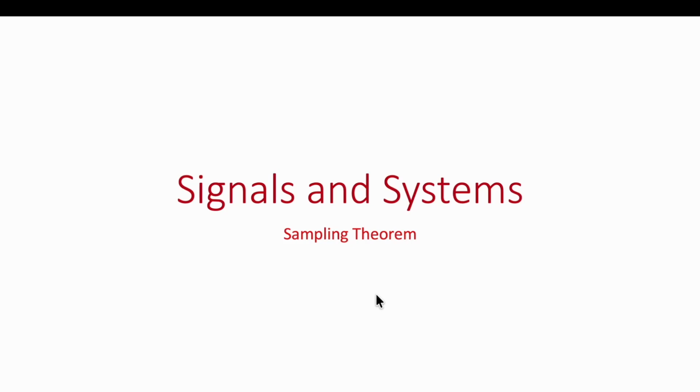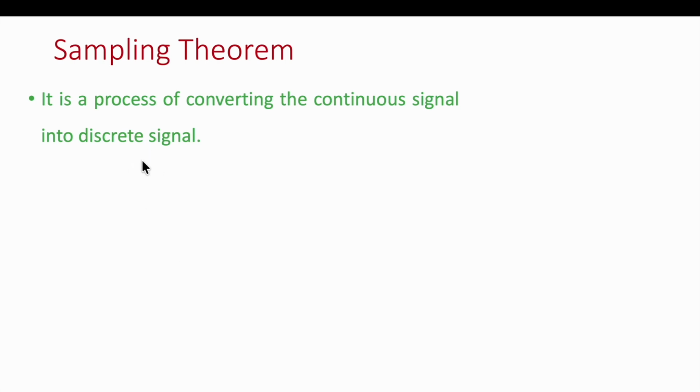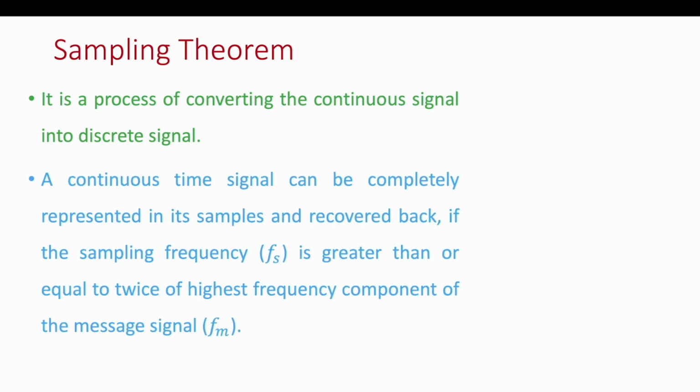In this video, we will discuss the basics about the sampling theorem. So what is sampling theorem? It is a process of converting the continuous signal into discrete signal. You can say that a continuous time signal can be completely represented in its samples and recovered back if the sampling frequency is greater than or equal to twice the highest frequency component of the message signal, that is fm. Mathematically, you can write the sampling theorem using this equation: fs should be greater than or equal to 2 times fm.